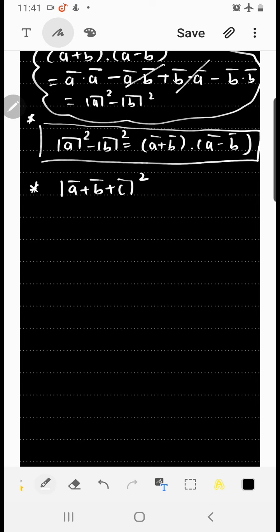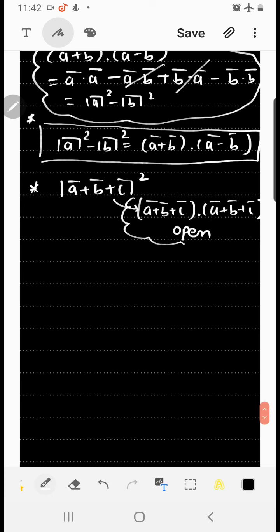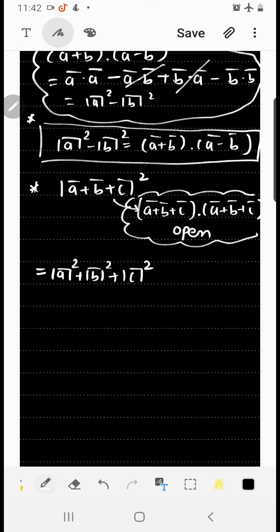OK, ideally what should we write for this? We should write this as a bar plus b bar plus c bar dot a bar plus b bar plus c bar. Those who are interested, do one thing, write this and open the bracket. If you do so, you get a result, and I will directly tell you that result. So what we do is, first take the square of all three terms and add. We have to square all three terms and add.